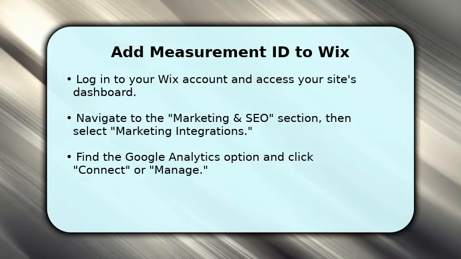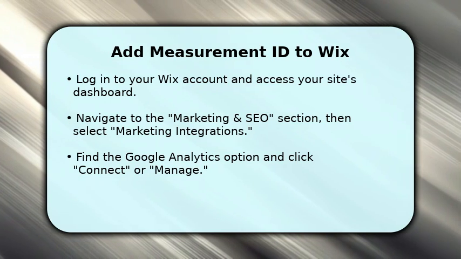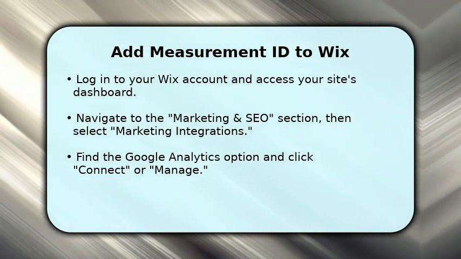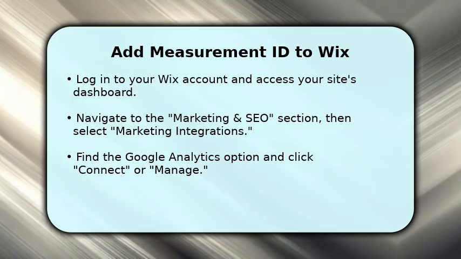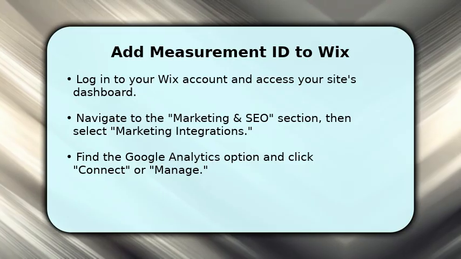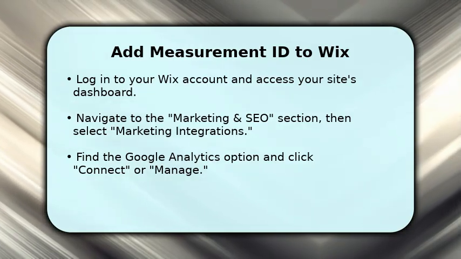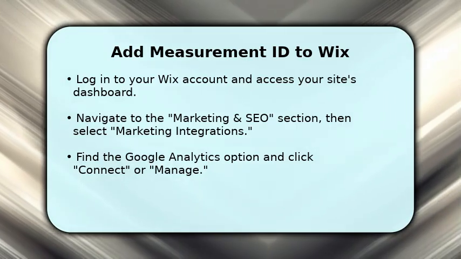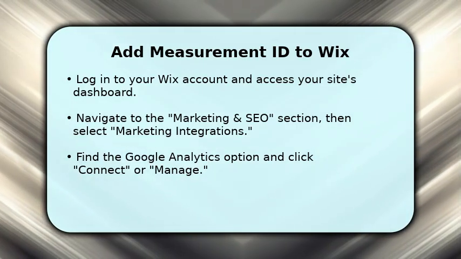Next, log into your Wix account and go to your site's dashboard. On the left-hand menu, find Marketing and SEO, then click on Marketing Integrations. Locate the Google Analytics integration and select Connect or Manage. A field will appear where you should paste the measurement ID you copied earlier. Save your changes to apply the integration to your Wix website.